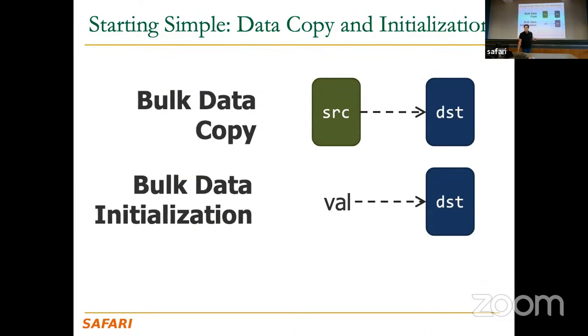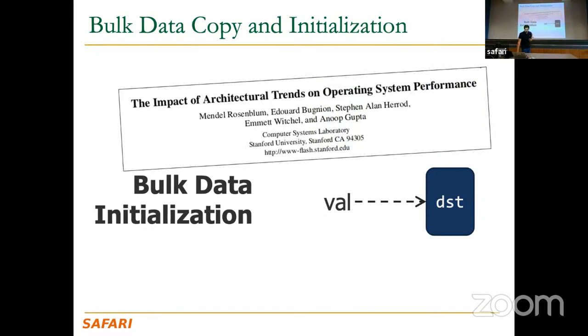We are going to start simple with data copy and initialization. These are operations that are widely used in every program. You need to copy data from one array to another array, or you need to initialize data, for example, make all elements of an array zero, or things like that. The overhead that these operations entail by themselves is essentially moving data. There's practically no computation in these operations. This entails an overhead in computing systems, in all computing systems, especially critical in servers as well.